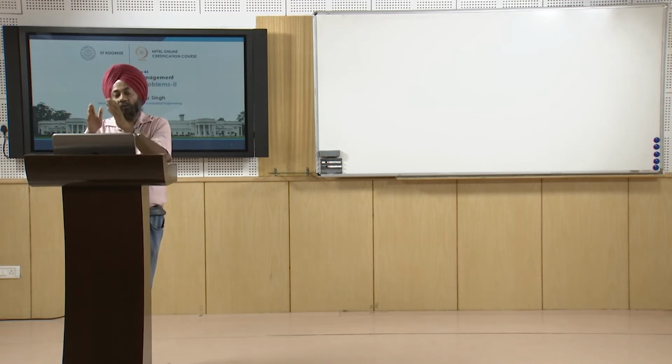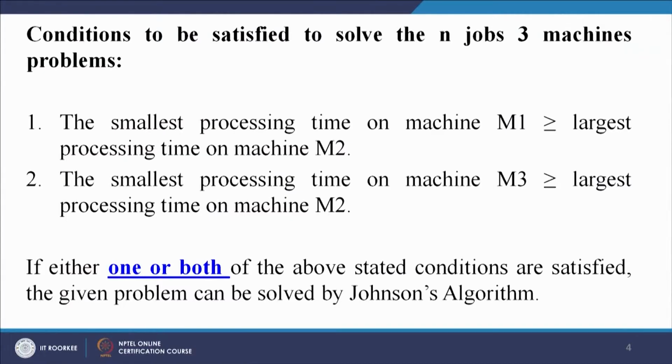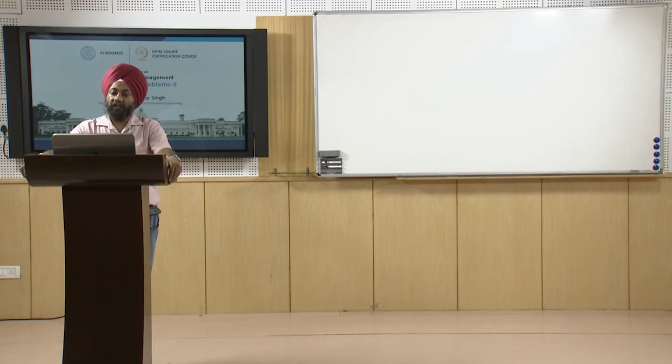Similarly, there is the second condition, the smallest processing time on machine 3. Now we are focusing on column 3 and trying to find out the minimum value in column 3 that will represent a specific job. So the smallest processing time on machine 3 must be greater than or equal to the largest processing time on machine 2. So in column 2 we have to focus on the largest processing time only, and see for which job we have the largest processing time in column 2, that is for machine 2, and we have to see the smallest processing time in machine 1, that is column 1, and similarly the smallest processing time for machine 3, that is column 3.